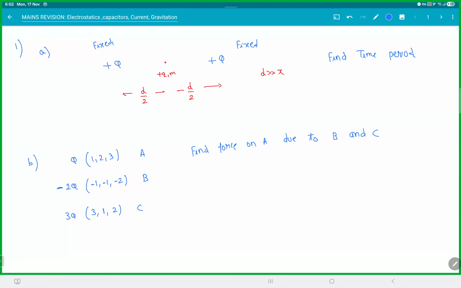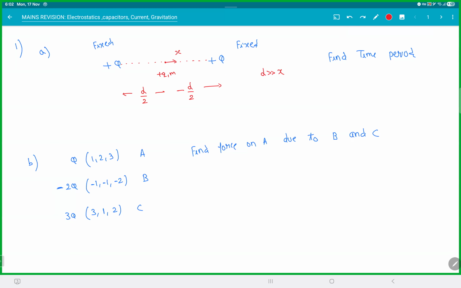Let's start. So first question, say we have two charges plus q, both are fixed. There's a point charge in the middle, plus q and small m. It is displaced by x along the line joining the charges. Find the time period for small oscillations. Second question, we have three charges A, B, C: Q, minus 2Q, 3Q. Coordinates are given. Find the force on charge A due to B and C.